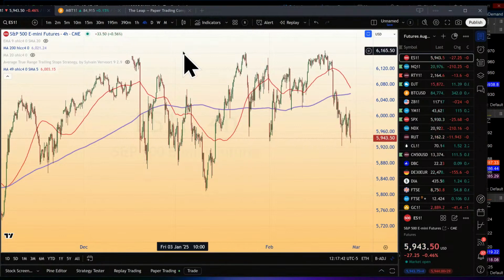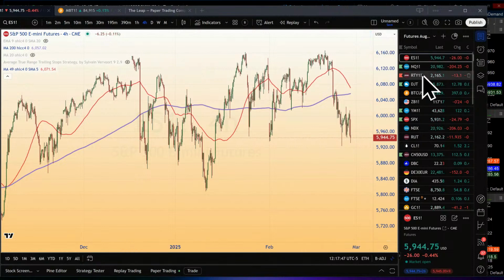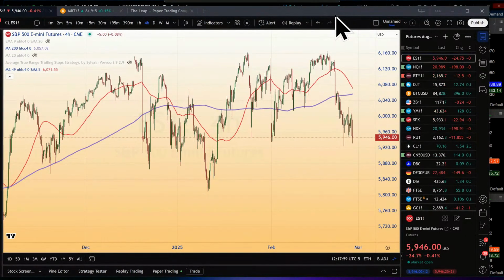Number 2, what are the big boys watching today, or the big people? They're watching the Russell and they're watching the Bitcoin. That's all they're caring about, the Russell and the Bitcoin. And that's because the Russell is broken down and the Bitcoin has broken down. So if those don't go up, why should the markets go up?